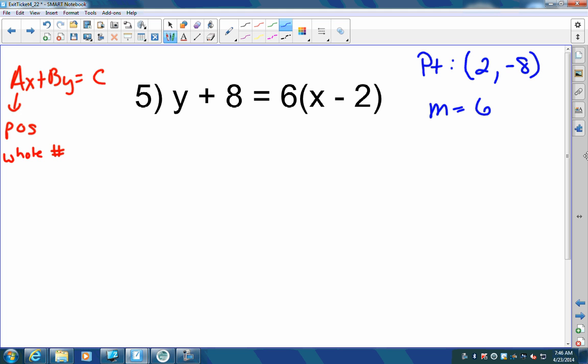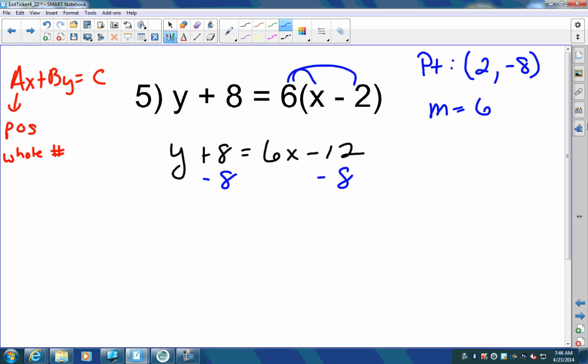Okay, so the first thing I'm going to do here is the distributive property. Y plus 8 equals 6x minus 12. Then I subtract 8 from each side. Y equals 6x minus 20. Now, is this standard form? No, what is that? Slope-intercept.